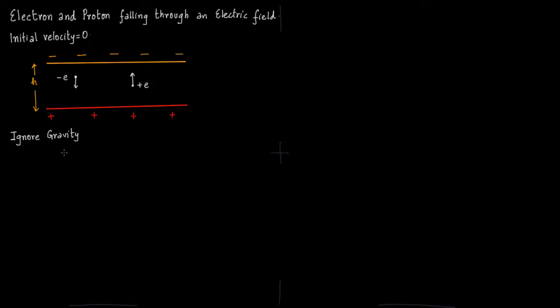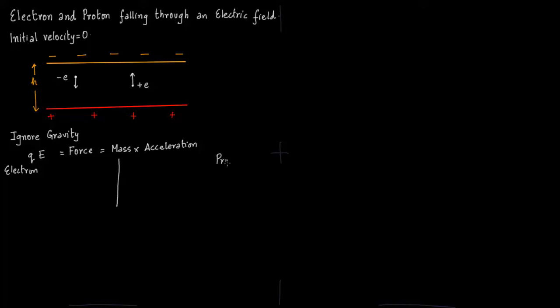So the force acting on the electron and the proton are in opposite directions. For the time being, we ignore gravity, and we know force is equal to mass times acceleration. And this force is given as Q times E, where E is the electric field. So first we talk about the electron. We are going to ignore the direction. We know the electron and proton are going to move in opposite directions.